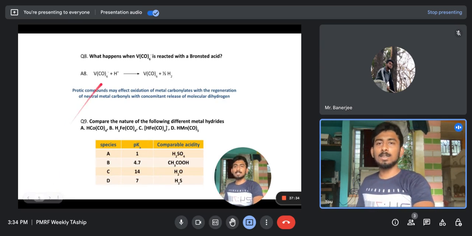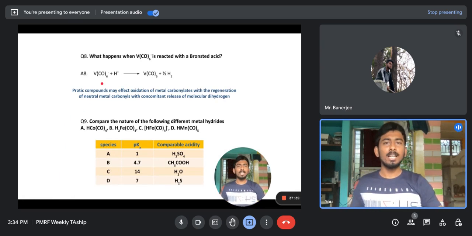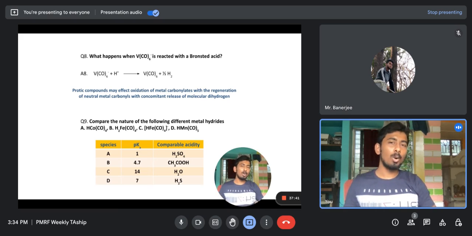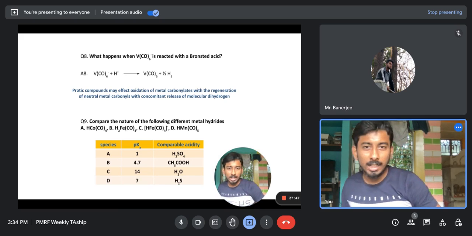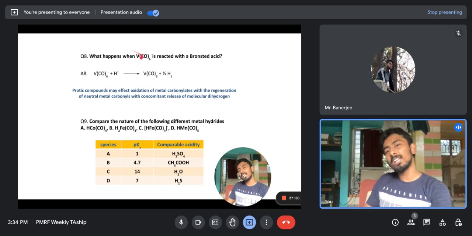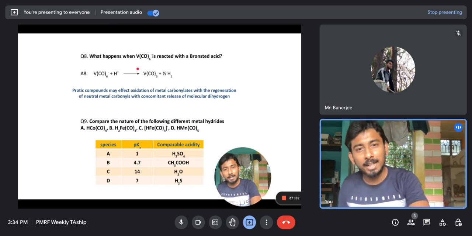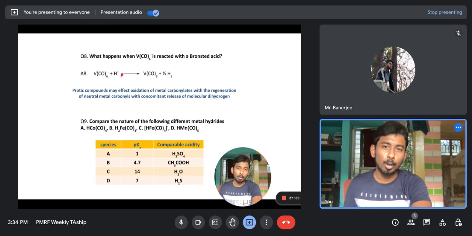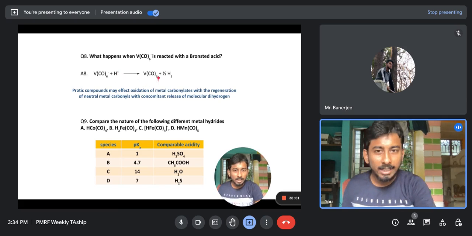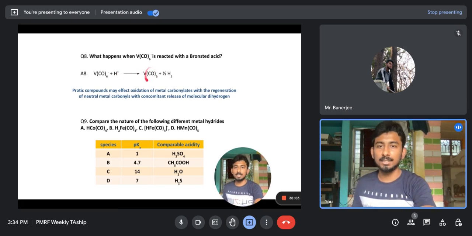So coming to the next part, what happens when this VCO6 minus is reacted with a Bronsted acid. VCO6 minus is a negatively charged metal carbonylate, and metal carbonylates are very popular in this regard. We can think of the countercation as sodium or potassium or any alkali metal cation. When VCO6 minus is reacted with a Bronsted acid, or the proton source H plus, it gets oxidized and H plus gets reduced.